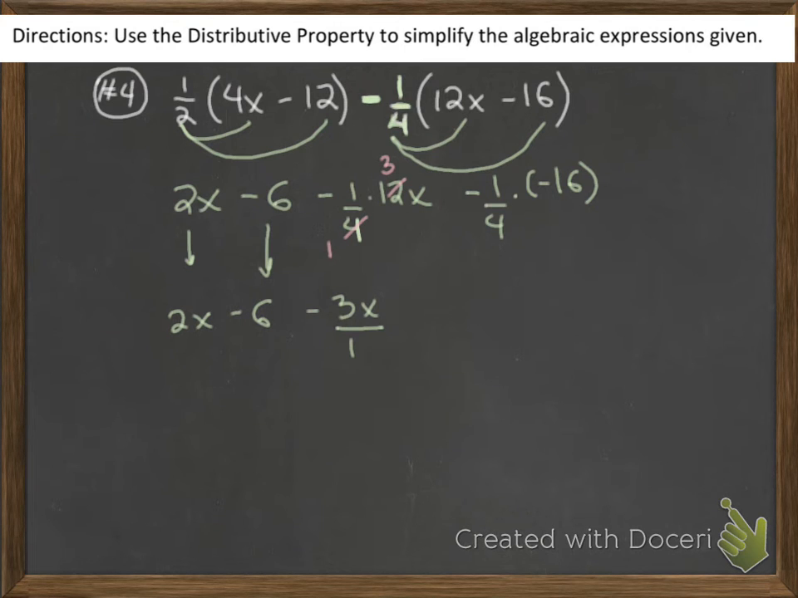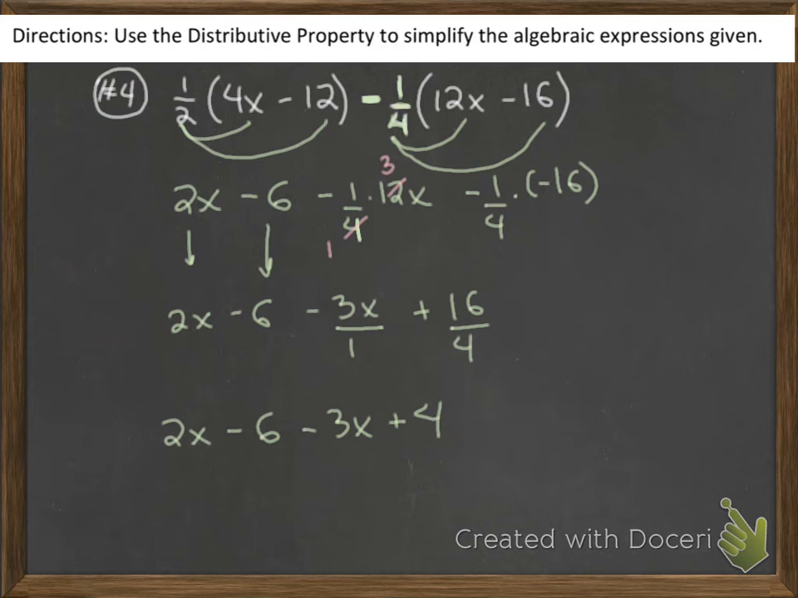Okay. Over here we have negative 1 over 4 times negative 16. Notice that a negative times a negative is going to give us a positive. So we have positive 16 over 4. So if I simplify this a little bit more, I have 2x minus 6 minus 3x, and then of course 16 divided by 4 is positive 4.